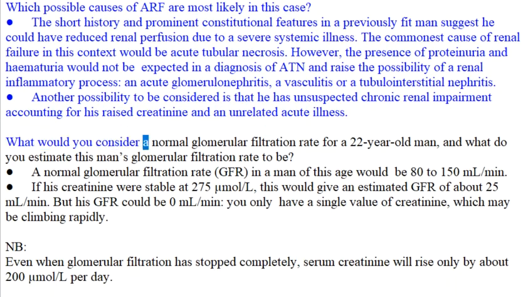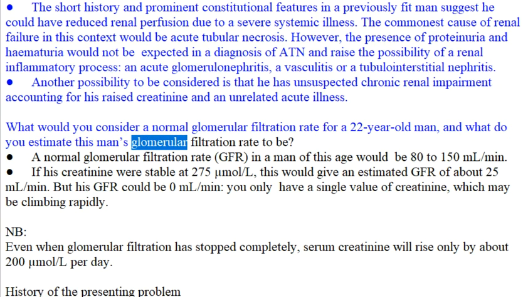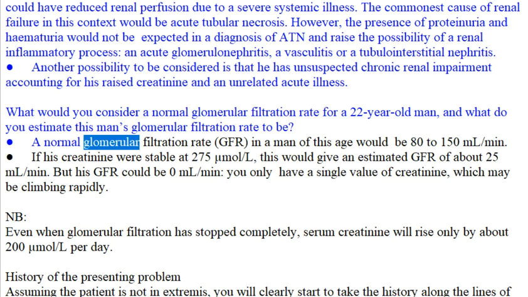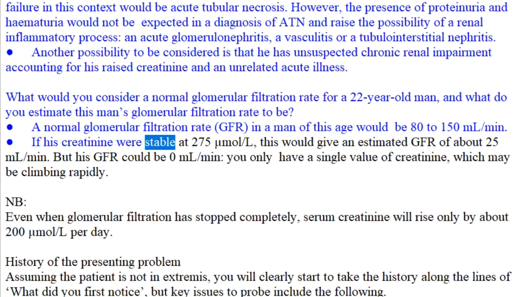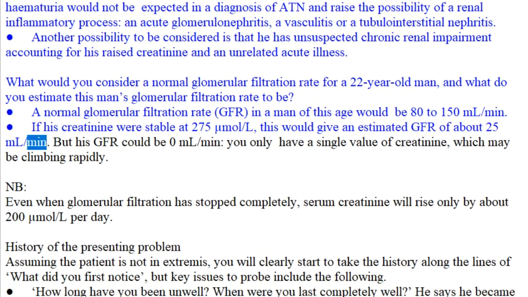What would you consider a normal glomerular filtration rate for a 22-year-old man, and what do you estimate this man's glomerular filtration rate to be? A normal glomerular filtration rate, GFR, in a man of this age would be 80 to 150 ml/min. If his creatinine were stable at 275 micromoles/L, this would give an estimated GFR of about 25 ml/min.